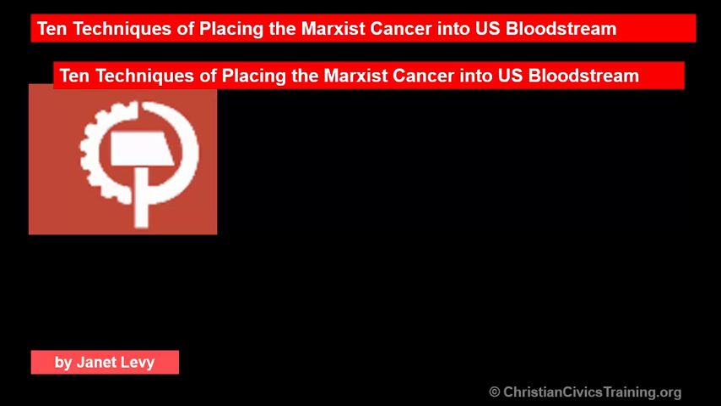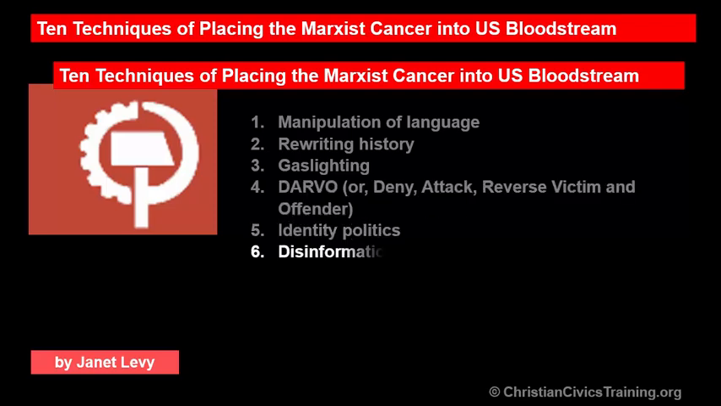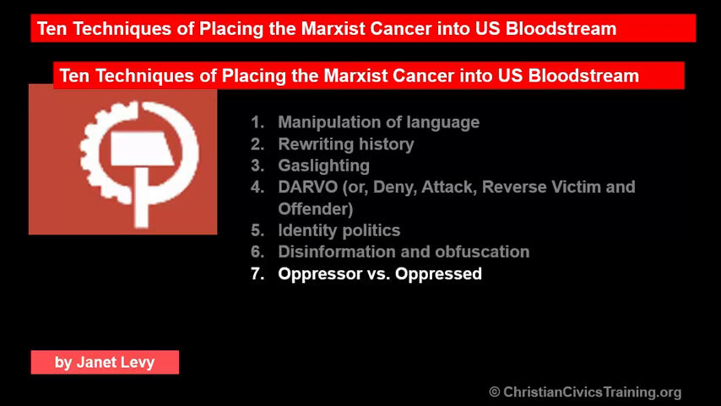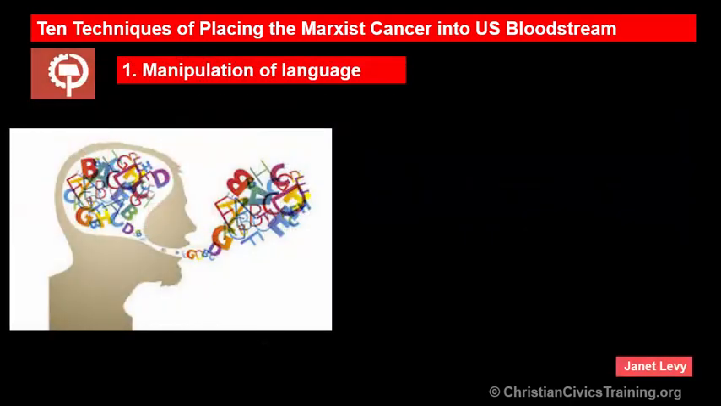The 10 techniques of placing the Marxist cancer into the U.S. bloodstream include these: the manipulation of language, rewriting history, gaslighting, DARVO, that is to deny, attack, reverse victim and offender, identity politics, disinformation and obfuscation, oppressor versus oppressed, entryism, degrowth, and playing the victim. Now let's take a look at her remarks on each one of these.